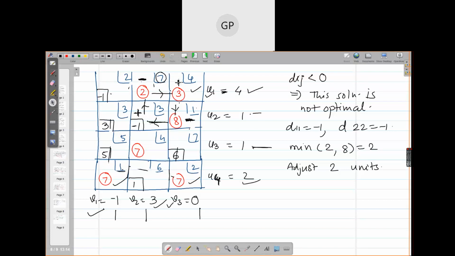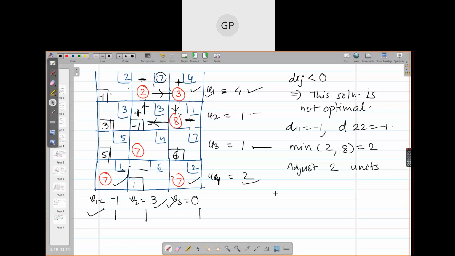So from this cell, we will take out 2 units. So here we will put 2 units. So this will become an unoccupied cell. This will have 3 plus 2, 5 units. When I put 5 units here, I have to take out 2 units from here. So this will become 6. And this will become an occupied cell with 2 units.